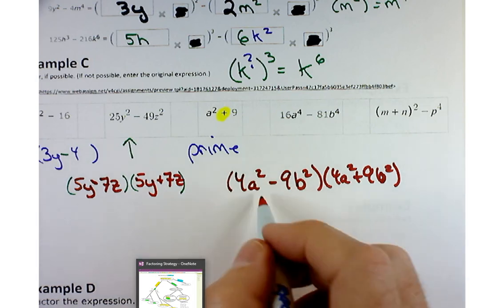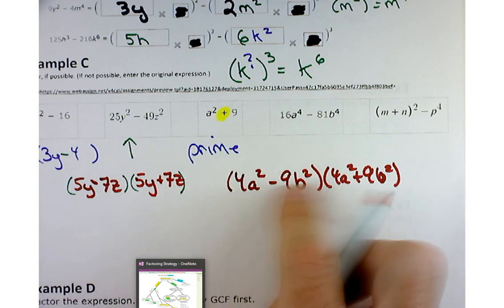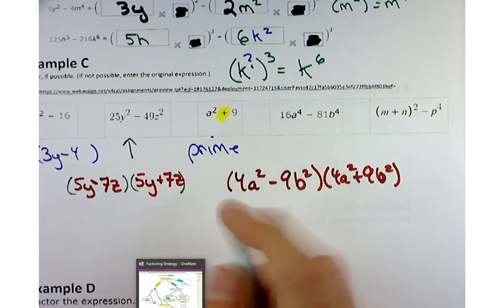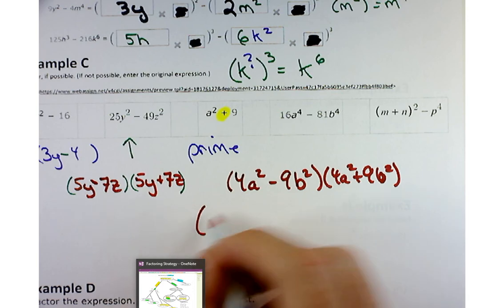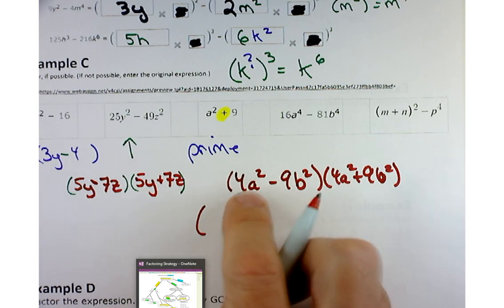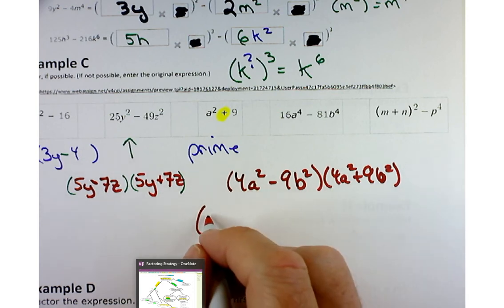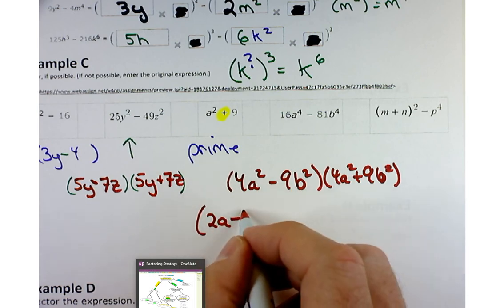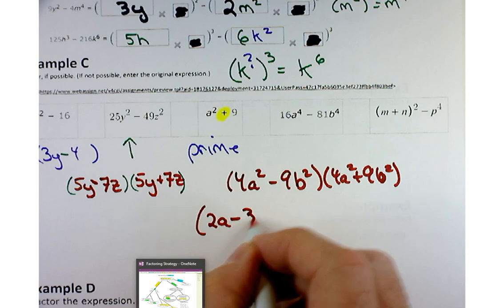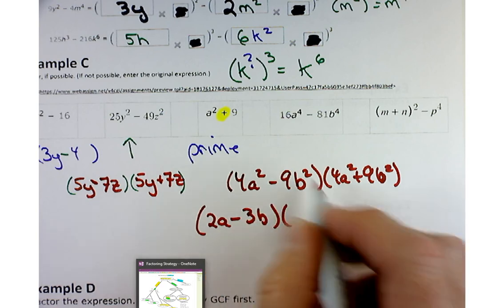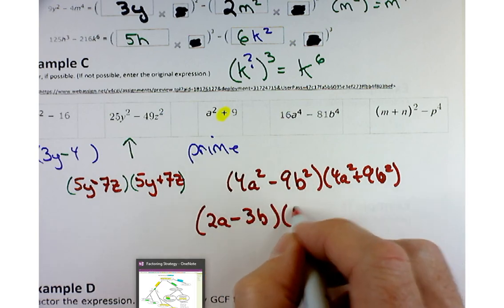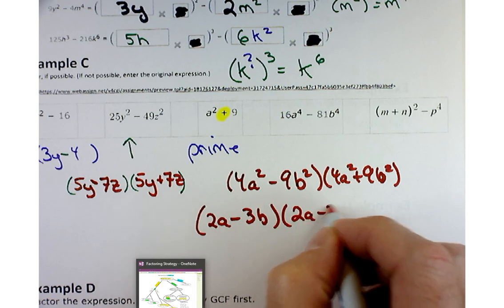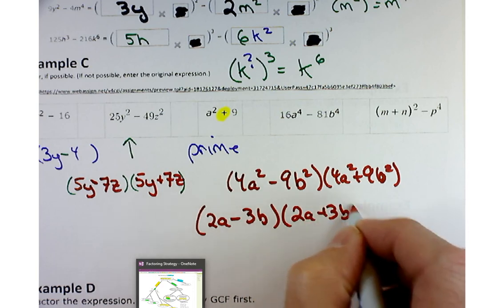This one, factor some more, right? Again, it's the difference of squares. So, Rachel, what would I square to get this? 2a. 2a minus what? 3b. Times what? Same thing. 2a minus 3b or 2a plus 3b. There you go. Got to change that sign to a plus 3b.